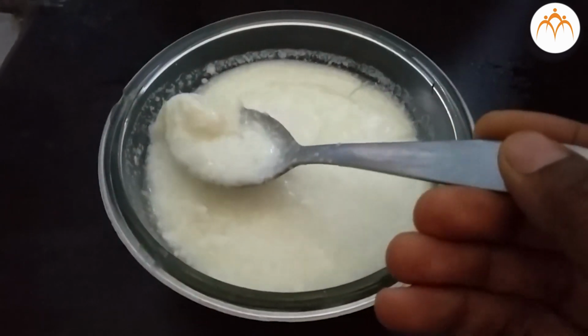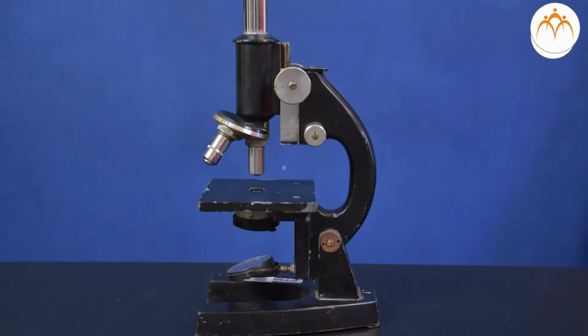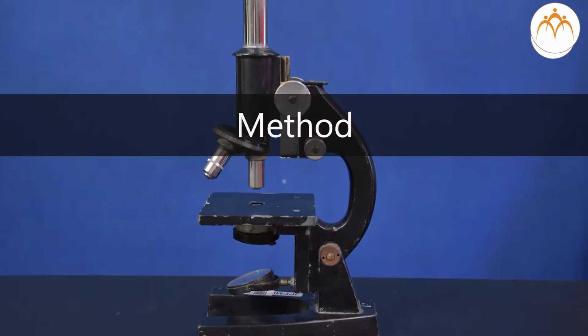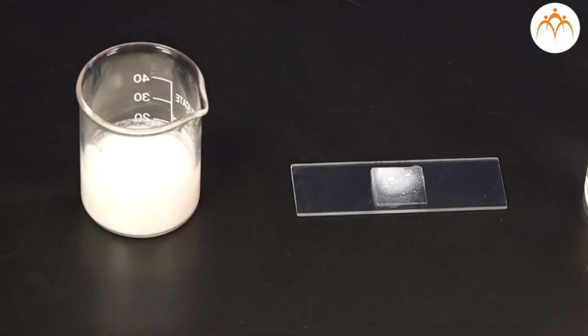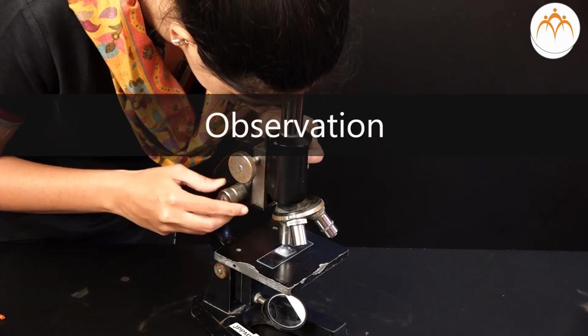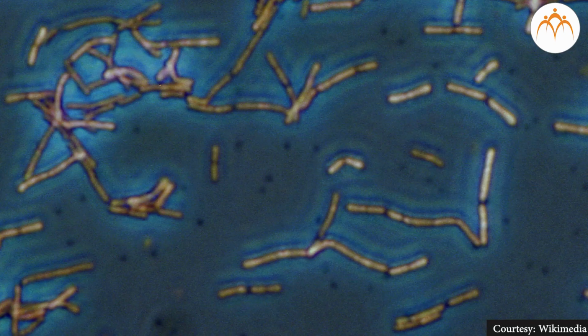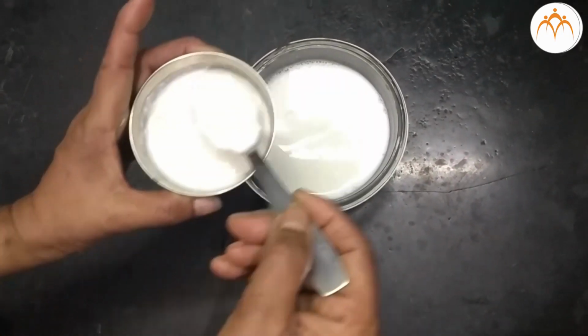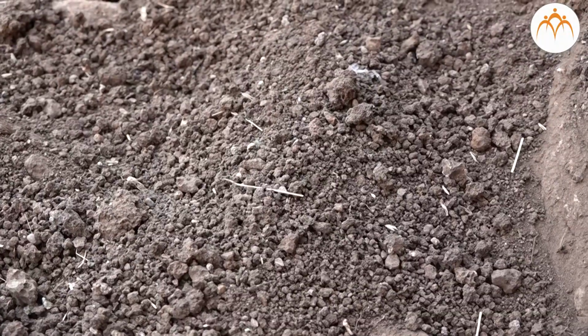Experiment 6. Materials: a spoonful of curd or buttermilk, glass slide, microscope. Method: place a drop of buttermilk or curd on the glass slide. Observe this under the microscope. Observation: some small living organisms are seen. These organisms convert the milk into curd. These are helpful microorganisms. Similarly, there are some microorganisms in the soil.